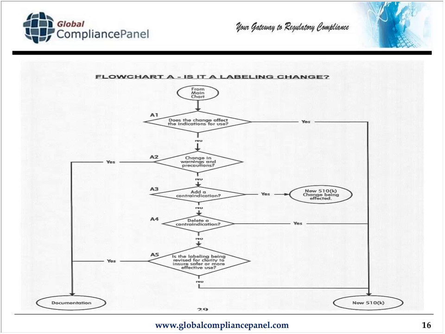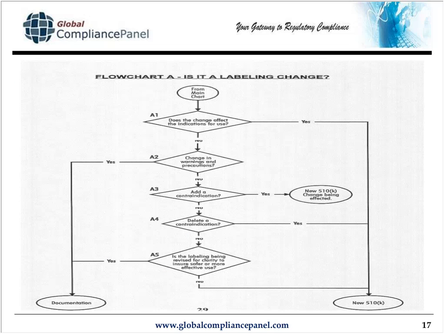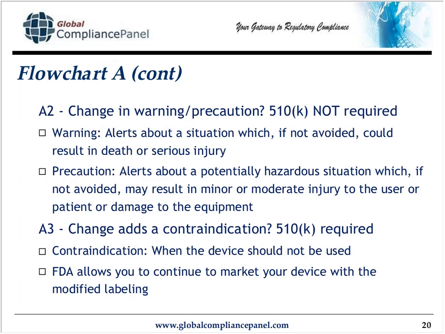And the last part of the labeling flowchart is, A5 says, am I just making the labeling clearer? So I'm just clarifying, I'm not making any substantive change to the labeling. I'm just making it clearer, either to make it safer to use or more effective to use. I'm doing this based on information I receive or perhaps proactively. So when I'm doing this, as you can see at A5, when it says yes, documentation, meaning I don't need to submit a 510K. If your labeling is changing in a way other than any of these changes, you do need to submit a new 510K.